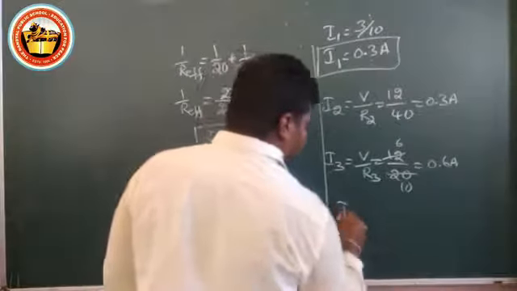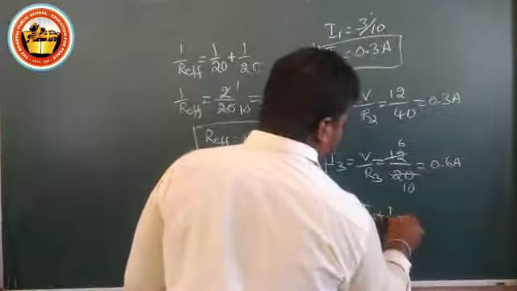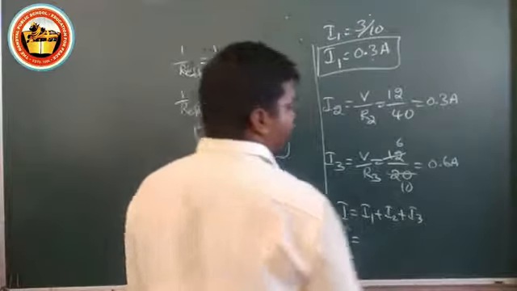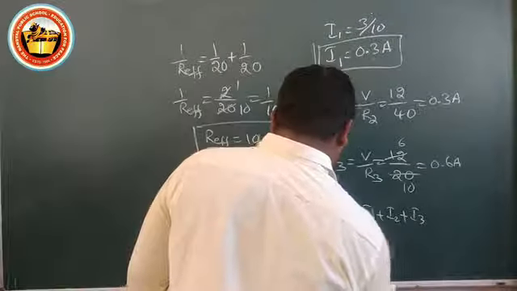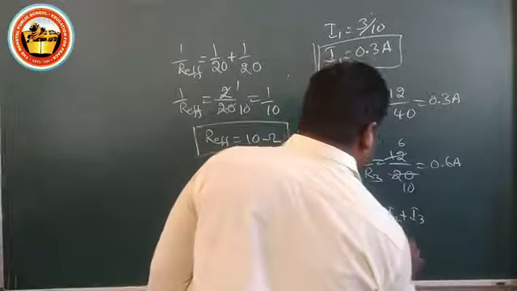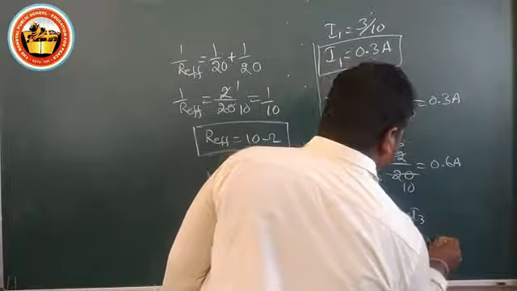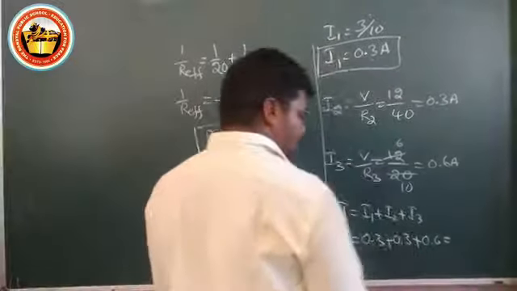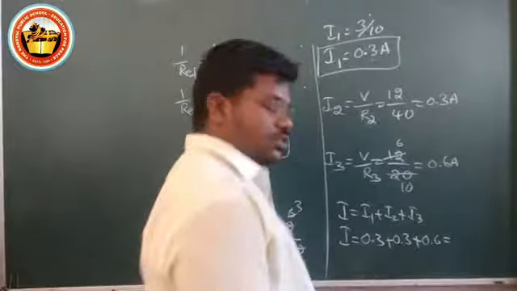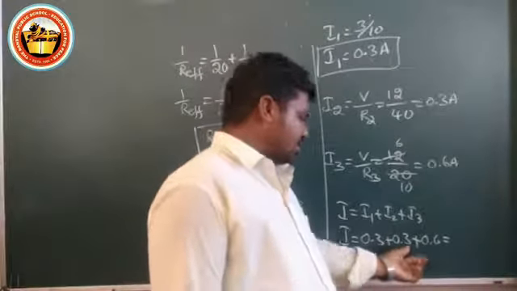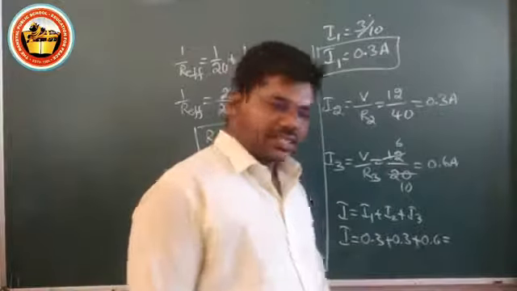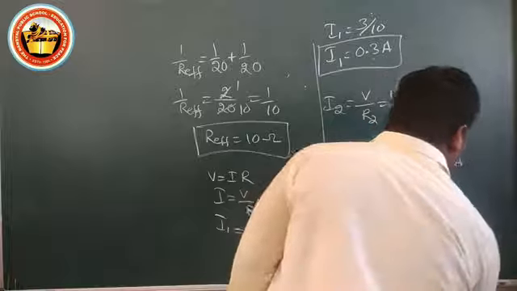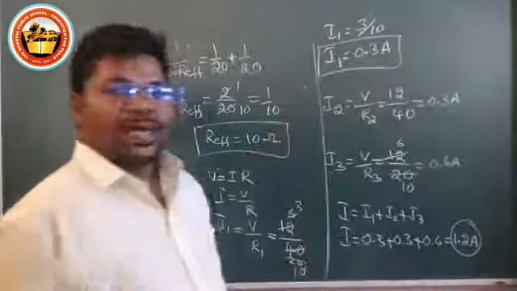So then the total current I is equal to I1 plus I2 plus I3. I is equal to 0.3 plus 0.3 plus 0.6. How much total? 0.3 plus 0.3 plus 0.6 is 1.2 amperes.